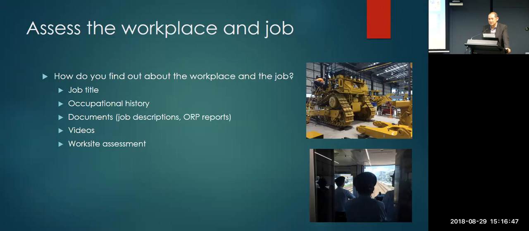You can also get more information from documents. If you've been involved in a bit of workers' compensation, occupational rehabilitation providers would write up about their job. Some physios would go on site and give you an idea about the job, or ergonomists as well. And sometimes there are videos. Some employers will take videos of certain jobs or certain production lines and send them to you. And they're also good to look at as well.